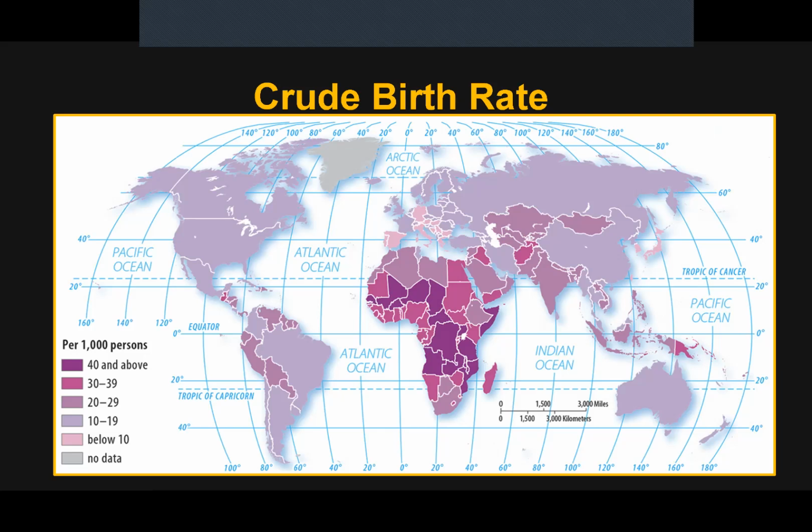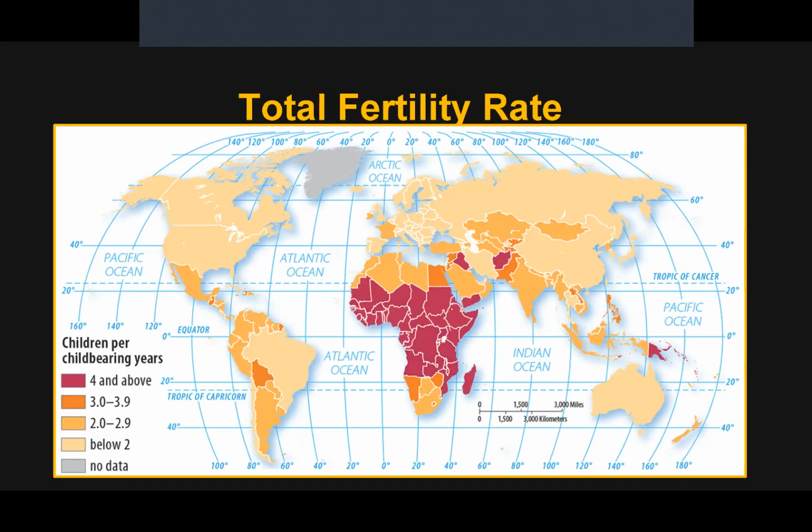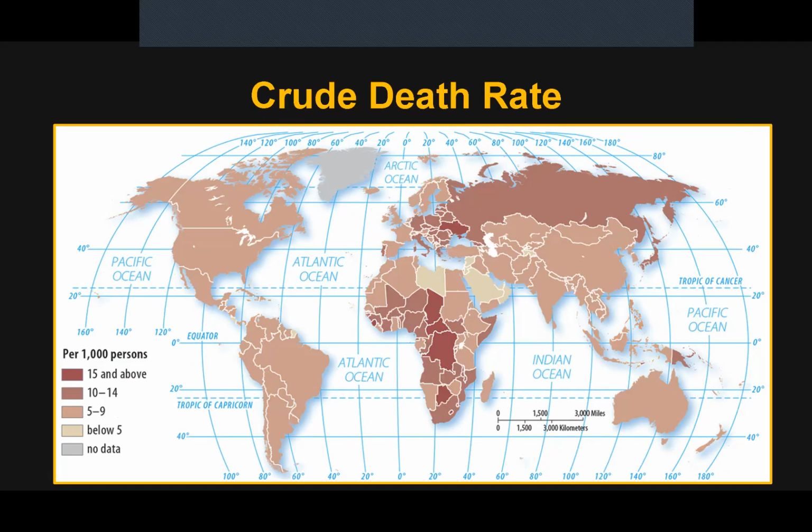So looking at the crude birth rate, you can see that it's the highest. They have the highest crude birth rates in the world. That's in the dark purples. The total fertility rate also is amongst the highest in the world. You can see it's a little lower in the really far south of Sub-Saharan Africa. And then the crude death rates are also much higher, and this is mostly due to disease, sanitation, lack of access to medical care.